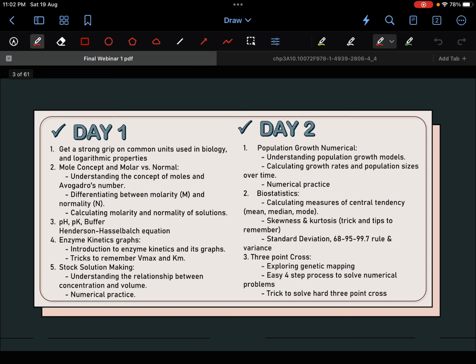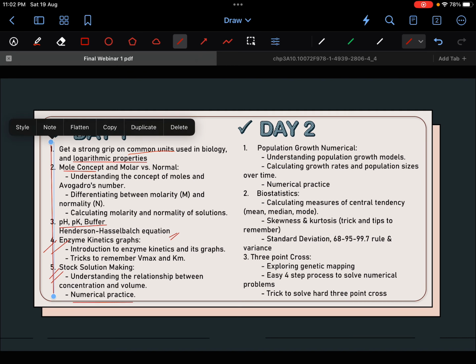So this is a 2-day webinar, as we all know, and in the first day we will learn about the common units of biology that are normally used, and the logarithmic properties, the mole concepts, and the pH and pK and buffer Henderson-Hasselbalch equation. And we will also learn about the enzyme kinetic graphs and Stokes solution and many more numerical problems. So these are the topics that we are going to cover on the first day.